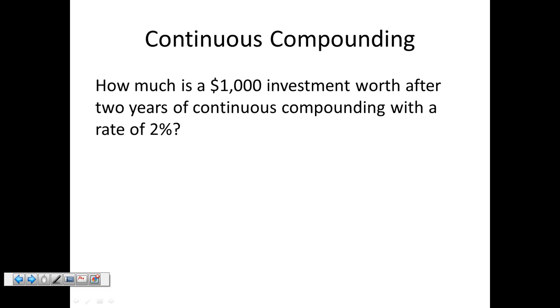Now let's go ahead and take a look at a continuous compounding example. We want to know how much is a $1,000 investment worth after 2 years of continuous compounding with a rate of 2%. We're going to use our A equals P e to the rt. We're going to plug that $1,000 in for our principal. That's the amount that we're investing into this. And our rate is 2%, so I want to enter that as a decimal, 0.02. And we're talking about doing this for 2 years, so we plug 2 in for our time as well.